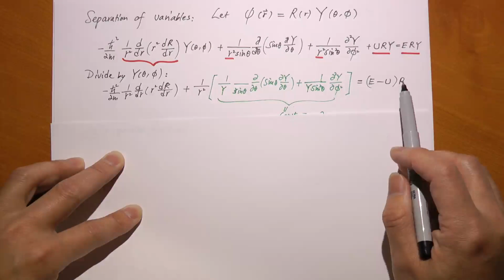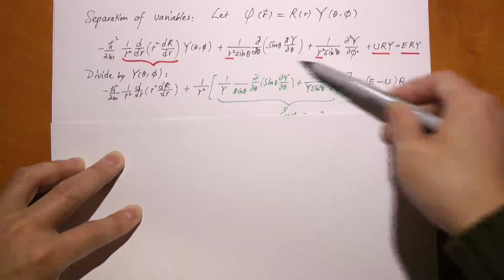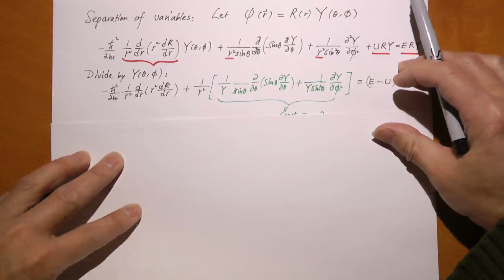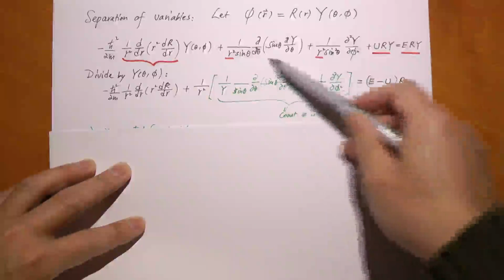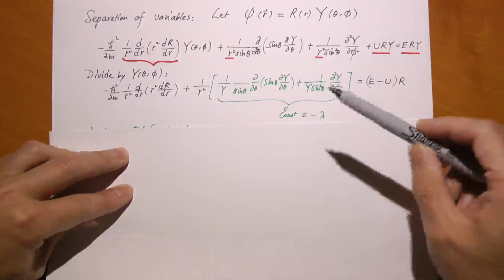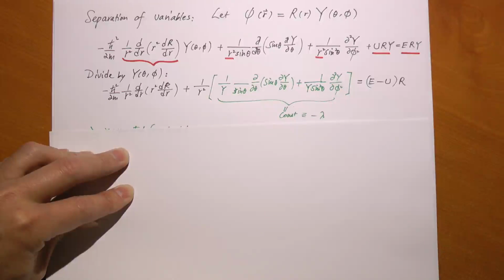The only part of the equation which depends on theta and phi is this green part in the bracket. This green part in the bracket depends on theta and phi. All right. I argue then that this green part itself must equal to a constant. In other words, it should not depend on theta and phi. This whole expression inside the bracket must be a constant. Why is that true?